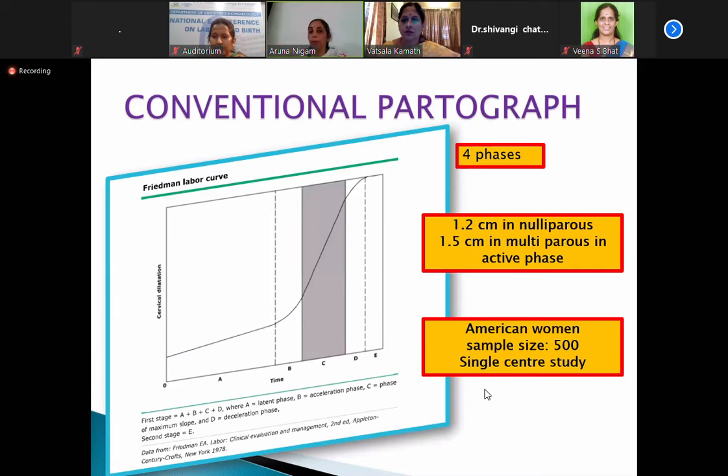And he gave 4 phases: a latent phase, an acceleration phase, a phase of maximum slope, and a phase of deceleration, right? And how does a nulliparous woman progress? 1.2 centimeter per hour, and 1.5 centimeter per hour in multiparous women in the active phase. This is the progress, and we all agree to it till date. So I told you, only 500.